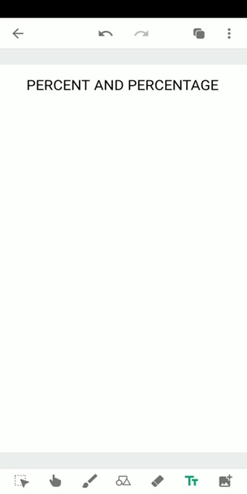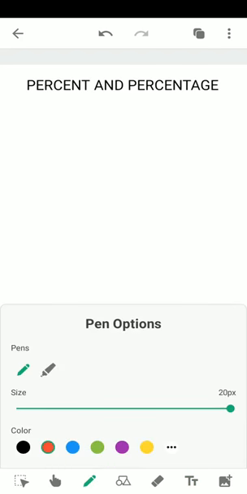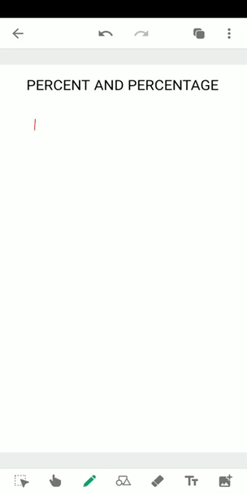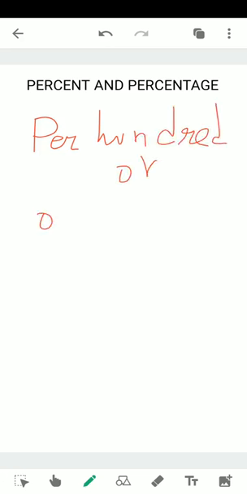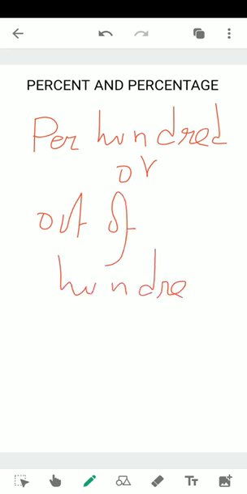So in this lecture we will be discussing percent and percentage. I think all of you are familiar with the meaning of percent and percentage. Percent means per 100 or out of 100. So let me just write it. It means per 100 or out of 100.